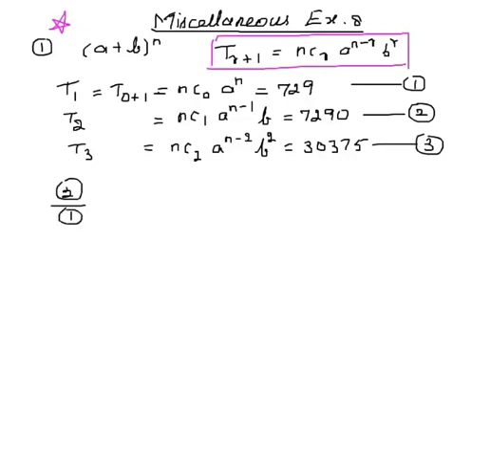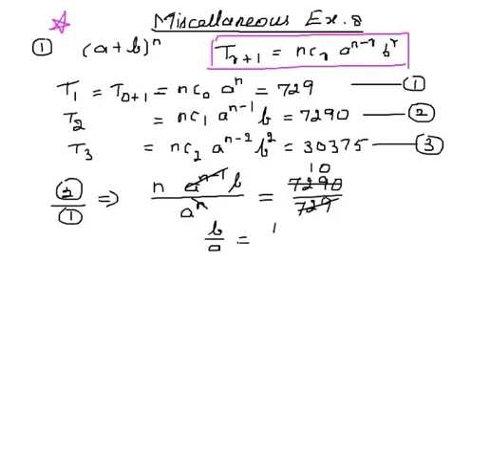Let us divide. Dividing 2 by 1, we get nC1, which is n, a^(n-1) times b, divided by nC0, which is 1. So we get this equal to 7290 divided by 729. Here we can cancel a^(n-1). Therefore we get b by a equals 10 divided by n. Let this be our fourth equation.